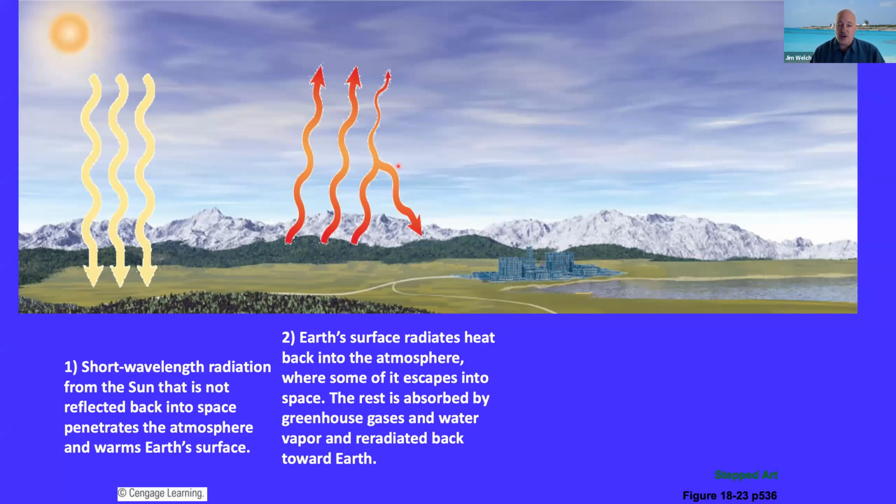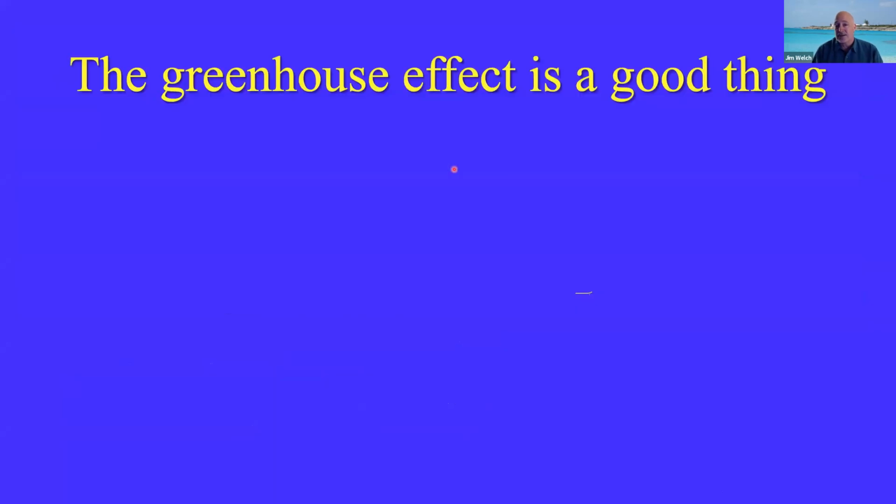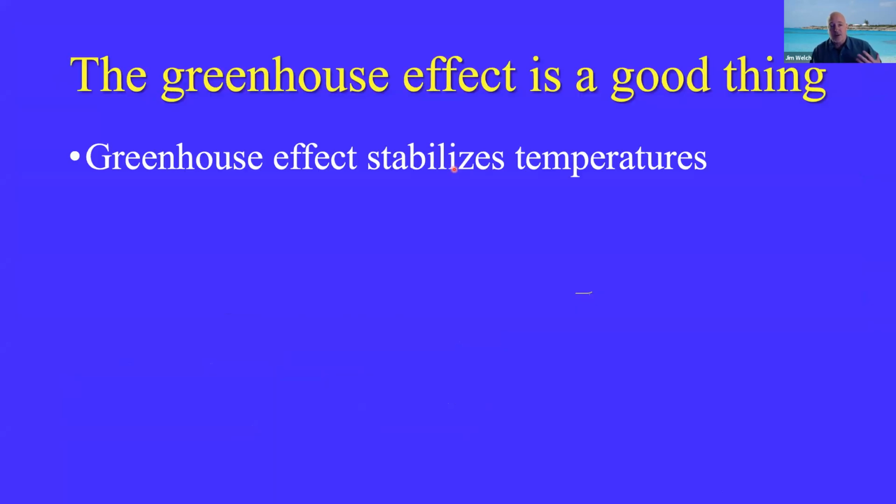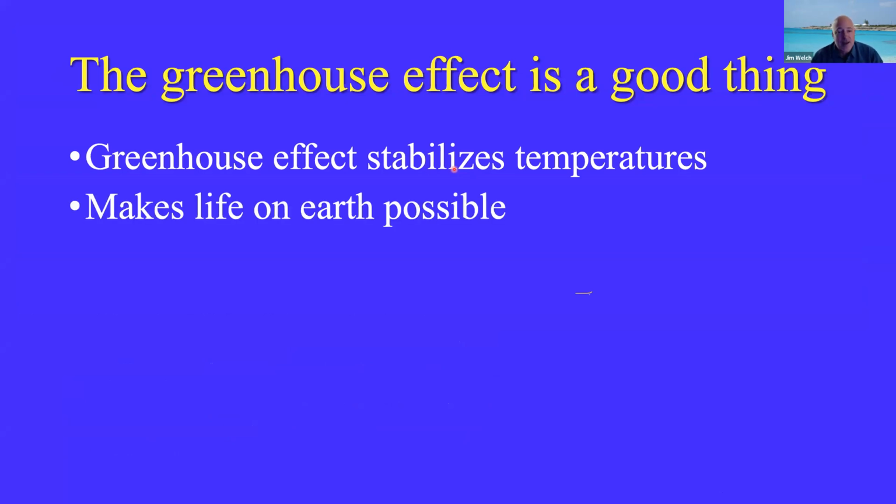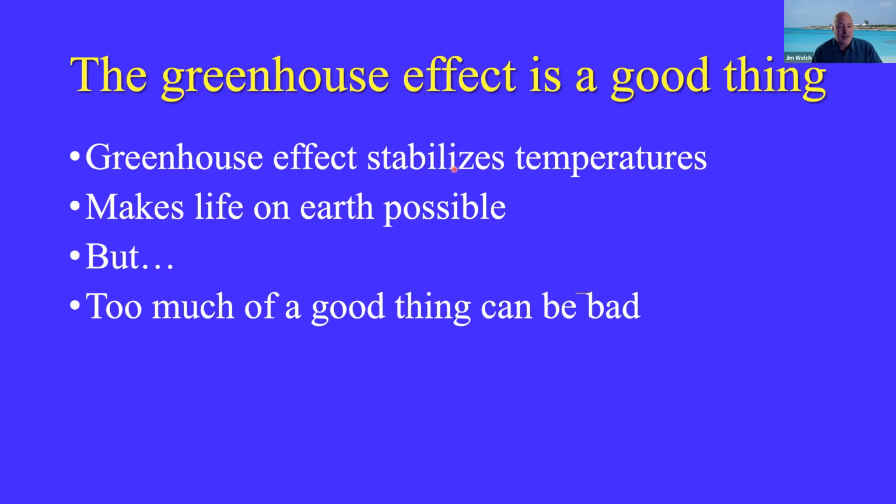And so it traps some of that heat near the Earth. So the greenhouse effect stabilizes the temperatures on Earth, and so we don't have those hundreds of degrees Celsius temperature swings. That really makes life on Earth possible. And so the greenhouse effect, we like, it's a very good thing. But as with many things, too much of a good thing can be bad.